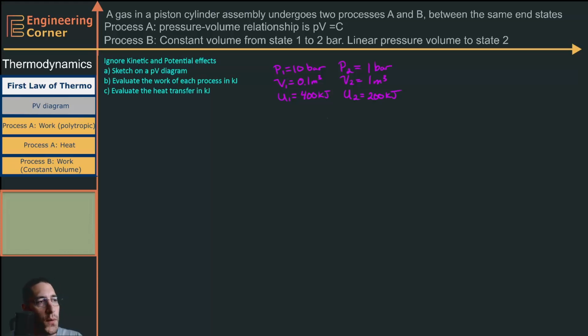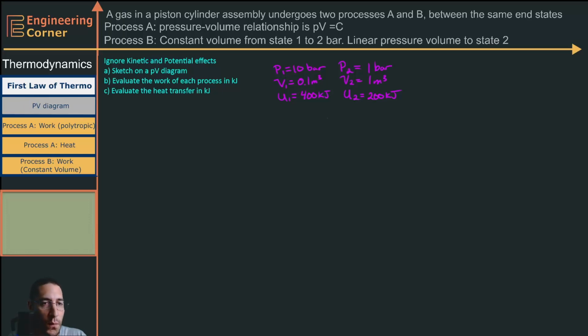In this problem, we're told that a gas in a piston cylinder assembly undergoes two processes, A and B, between the same end states. Process A is a pressure-volume relationship given by PV equals C. Process B is a constant volume from state 1 until it gets to 2 bar, and then a linear pressure-volume to state 2. We can ignore potential and kinetic effects, and we would like to sketch this on a PV diagram.